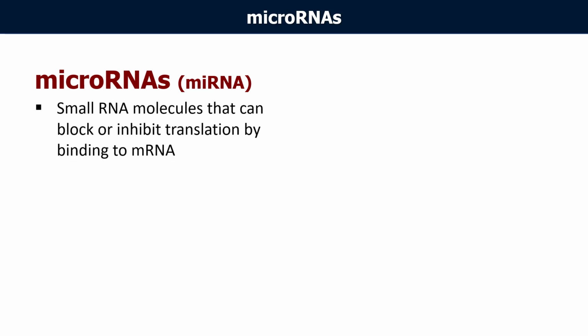So microRNAs are small RNA molecules that can block or inhibit translation by binding to messenger RNA molecules. So just because a messenger RNA gets produced doesn't necessarily mean that it will make it to the ribosome to be translated. These microRNAs may get in the way of that. So let's see how that works.